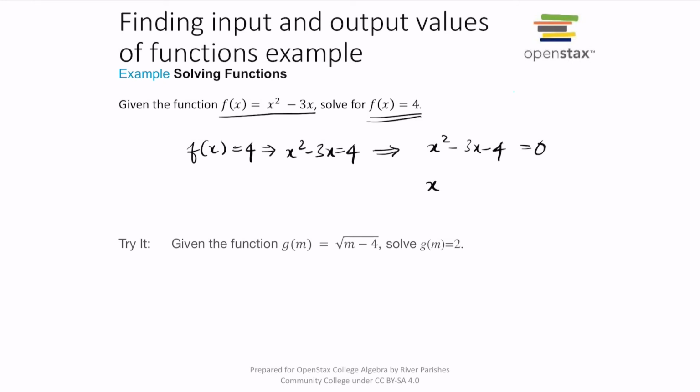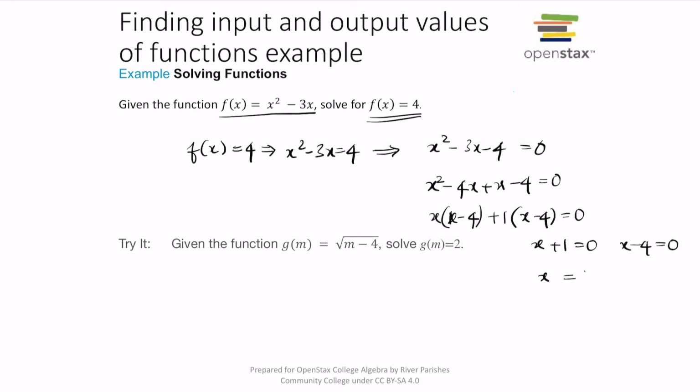So x square minus 4x plus x minus 4 equals 0. This is how you factorize it. So x times x minus 4 plus 1 times x minus 4 equals 0. So x plus 1 equals 0, x minus 4 equals 0, x equals negative 1, x equals 4. So these are the two values that you can get.